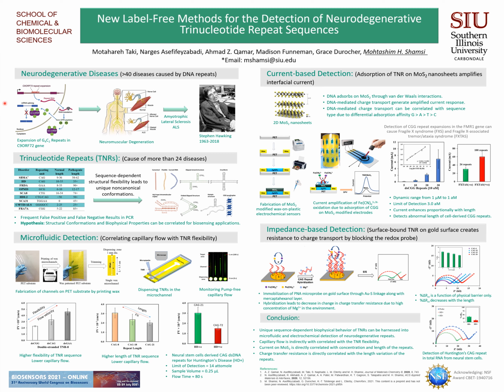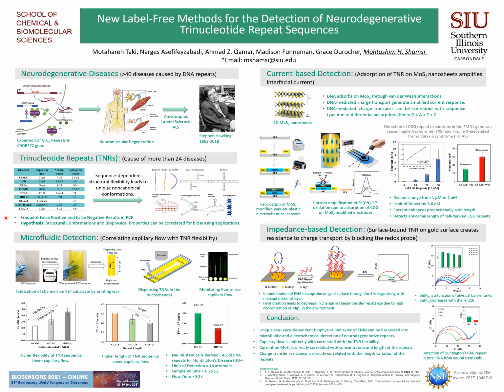There are more than 40 neurodegenerative disorders caused by DNA repeat expansion, such as ALS and Huntington's disease. Out of them, more than 24 are caused by trinucleotide repeat sequences. Once the number of repeats passes their threshold length, they become uncontrolled and produce toxic dipeptide proteins which cause neuromuscular degeneration. Current detection methods rely on PCR methods, which are prone to frequent false positive and false negative results.